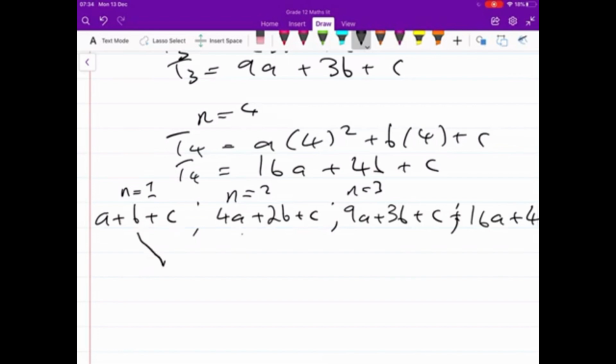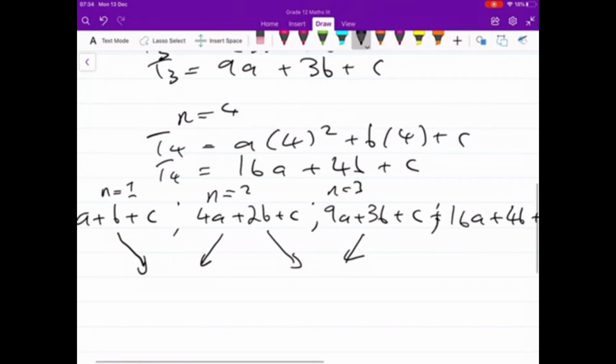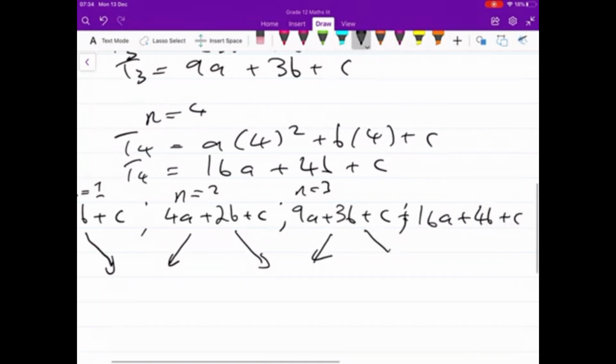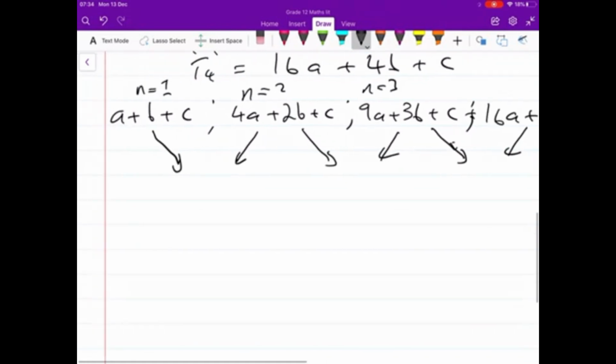Well, let us try to find the difference between these. And there's a couple of things that we will notice. All right, so if you want to find this, very important here, you'll say 4a minus a, so it's always t2 minus t1. 4a minus a, it's 3a. 2b minus b, it is b. C minus c, it is 0.